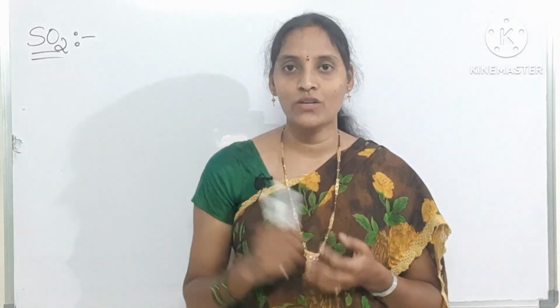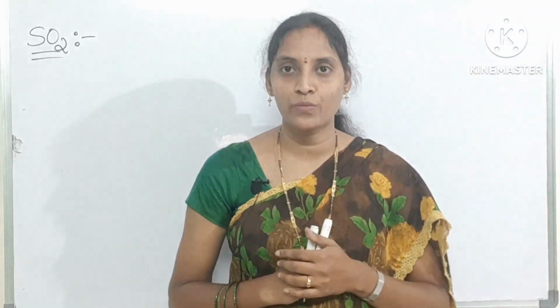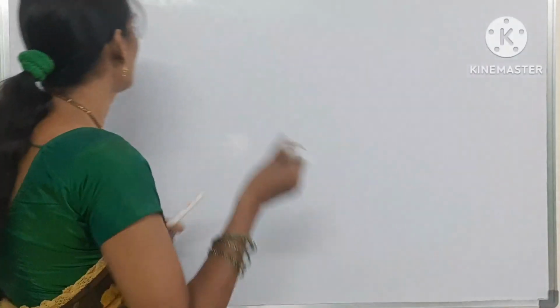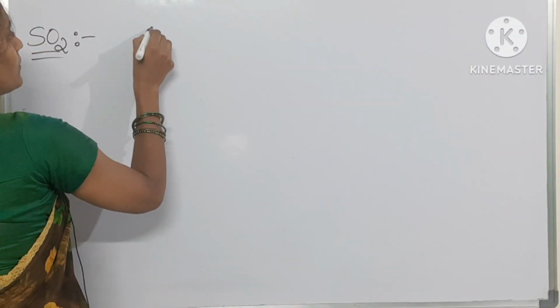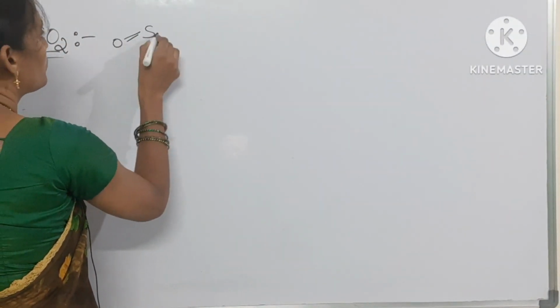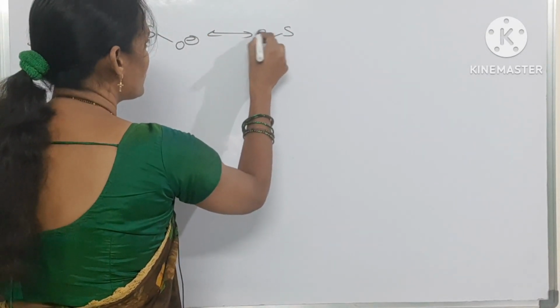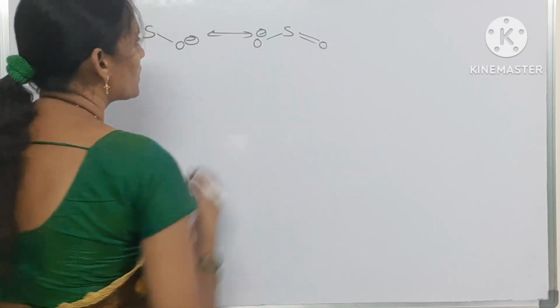Okay, first of all you can see the preparation methods. Before that, it has two canonical forms. Those canonical forms are, see this one, this is sulfur double bond O minus, this is one form, and another one is this. These two are the canonical forms of sulfur dioxide.